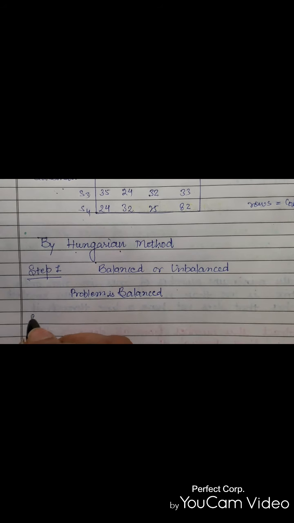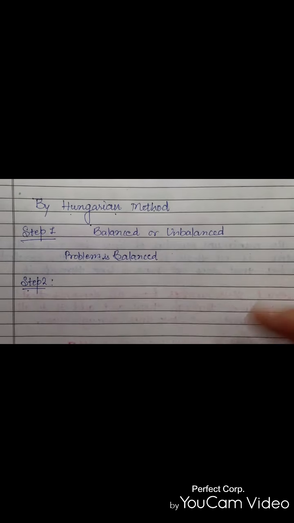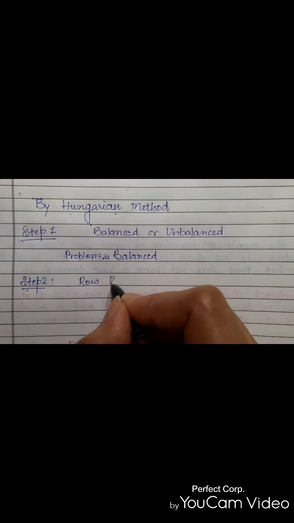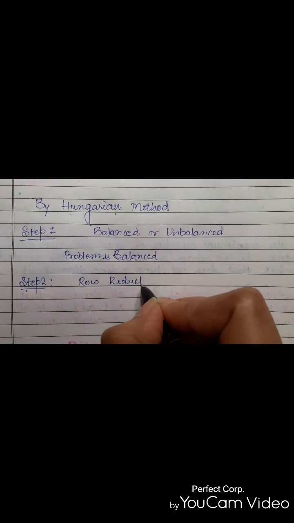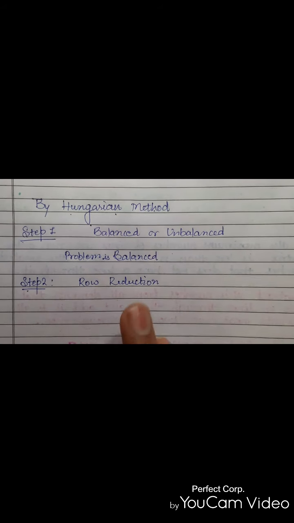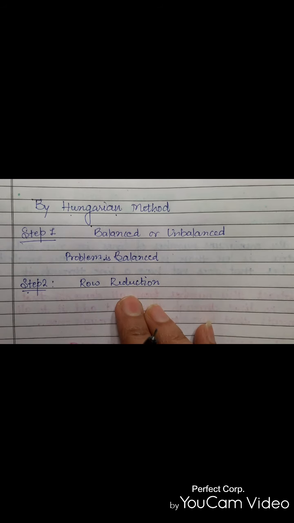Now, what was the second step? In the second step, we go through the row reduction. So we will start doing row reduction. And for row reduction, I told you that we have to identify the minimum element in each row and start deducting that minimum element from all the corresponding elements of the particular rows.